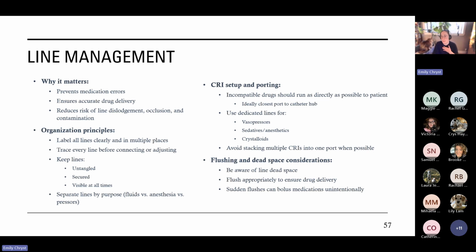But also when we're moving these patients, we want to know where those lines are when we're disconnecting so we can reconnect them quickly. Like we should be really organized. And in a lot of cases, these patients could have 9+ CRIs or 9+ lines.